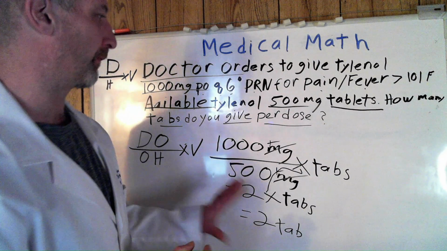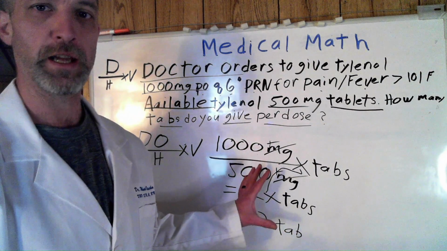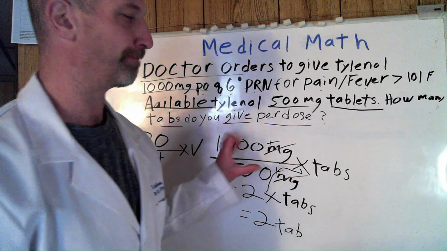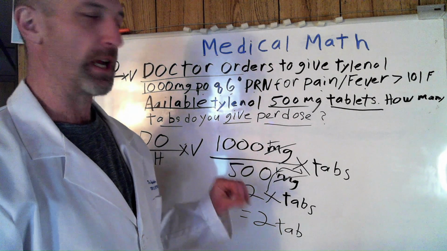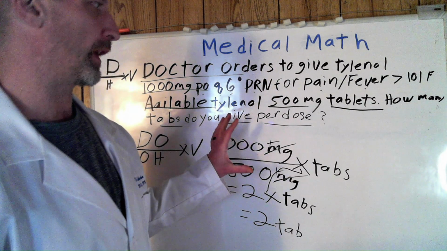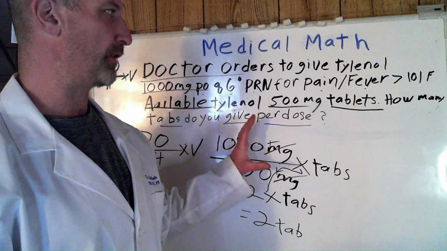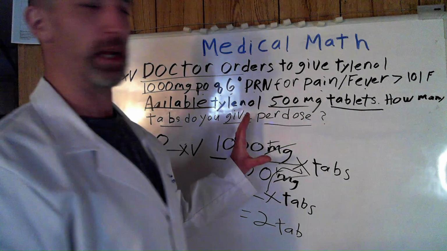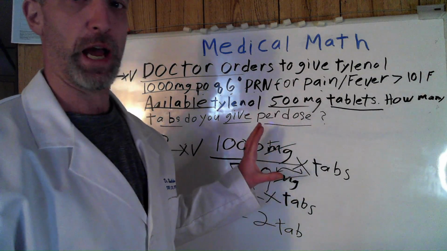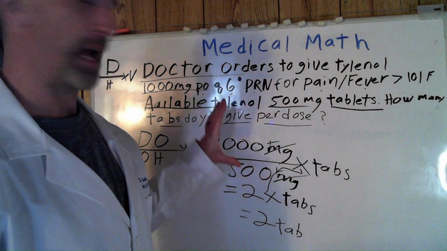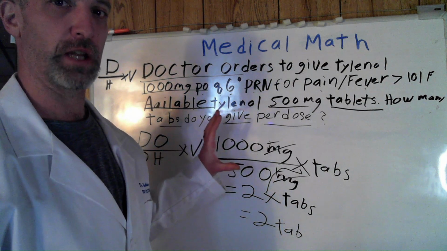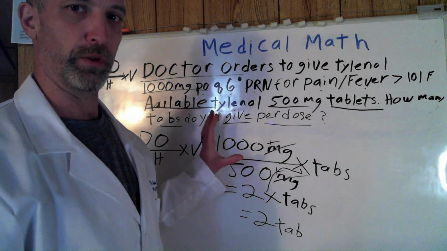I know this was a very easy problem. You could have done it in your head, but you need to follow these steps. On the next video, I'm going to show you how we're going to include milliliters into this so that if we're drawing up in a syringe, you're going to know how to do the math for that to give your patient a safe dose through the vein.